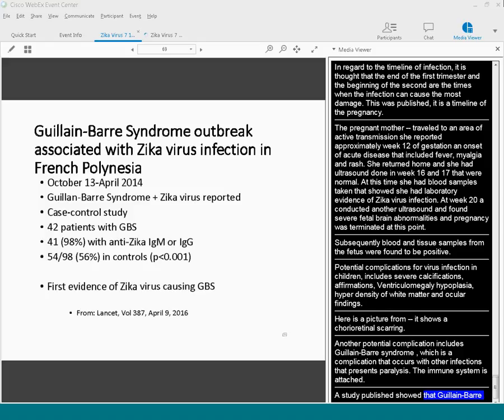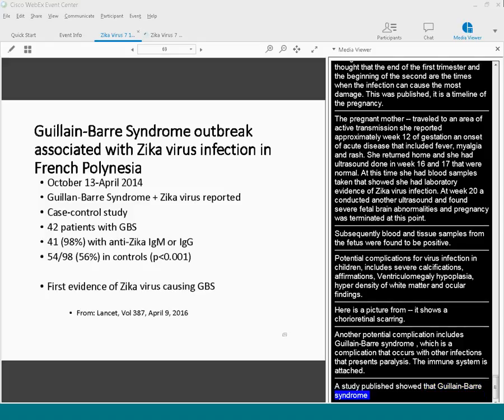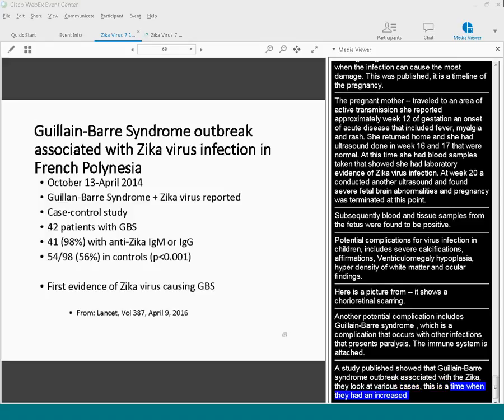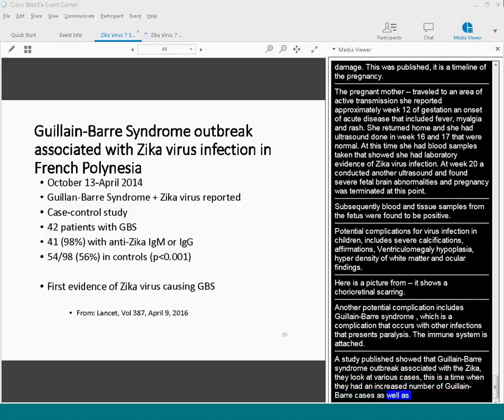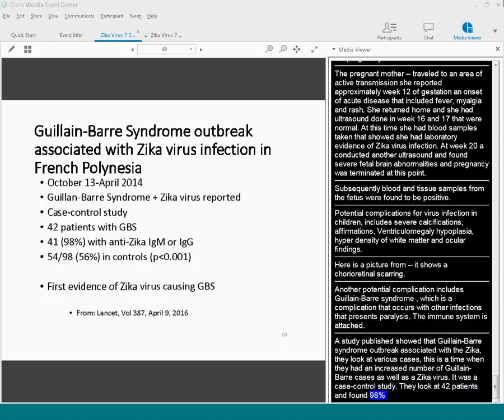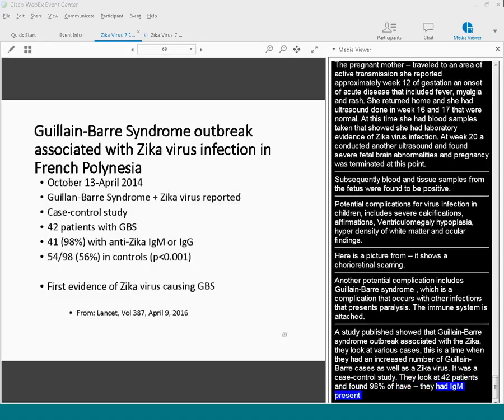They looked at cases from October 2013 to April of 2014. This is a time when they had an increased number of Guillain-Barré syndrome cases as well as Zika virus reported. It was a case-control study. They looked at 42 patients with Guillain-Barré syndrome and found 98% of them had anti-Zika IgM or IgG present in their serum, whereas only 56% of the controls. So this was a highly significant difference. And this was the first evidence published in the literature that linked GBS with Zika virus.